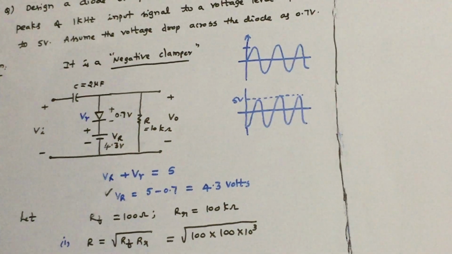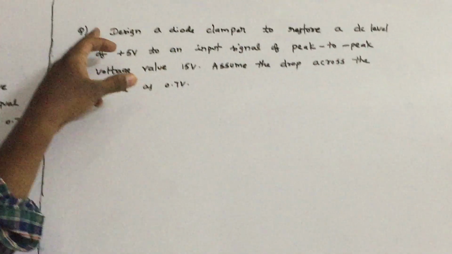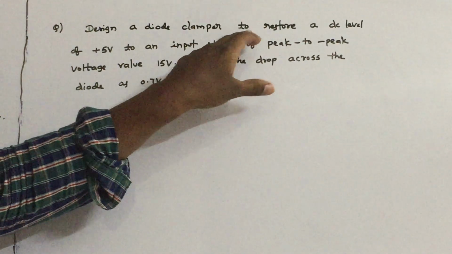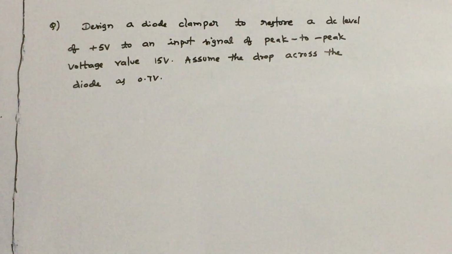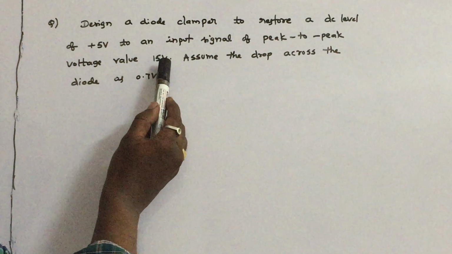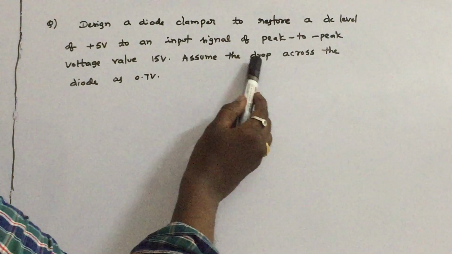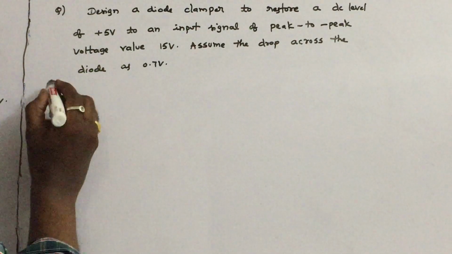Now let us see the next problem in a similar way. Design a diode clamper to restore the DC level of plus 5 volts to an input signal of peak to peak voltage plus 15 volts. Assume the voltage drop across the diode as 0.7 volts.